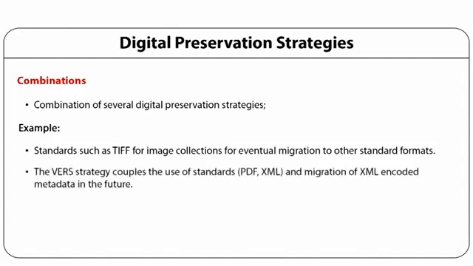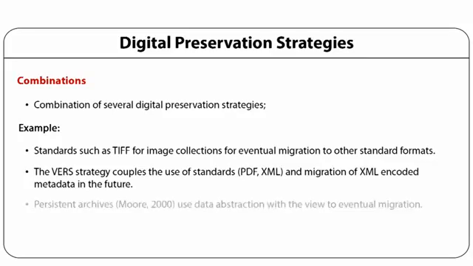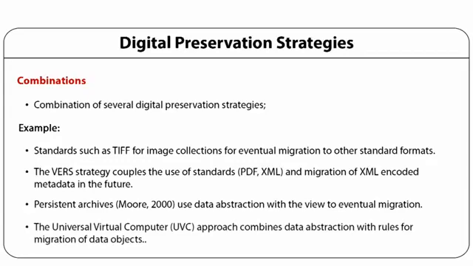Then the VERS strategy couples the use of standards like PDF or XML and migration of XML encoded metadata in the future. Persistent archives use data abstraction with a view to eventual migration, and the universal virtual computer, that is the UVC approach, combines data abstraction with rules for migration of data objects. Now let us see digital rights management.